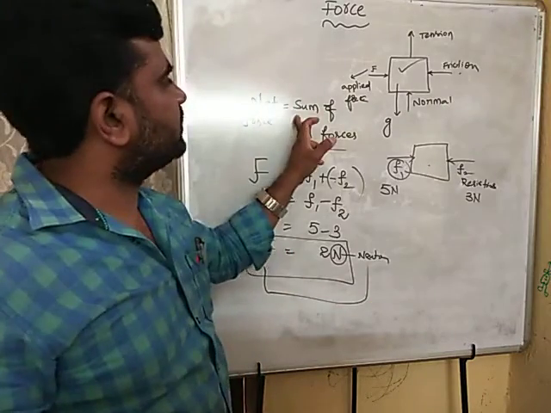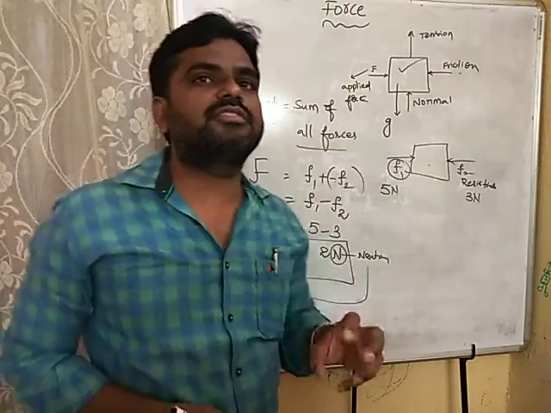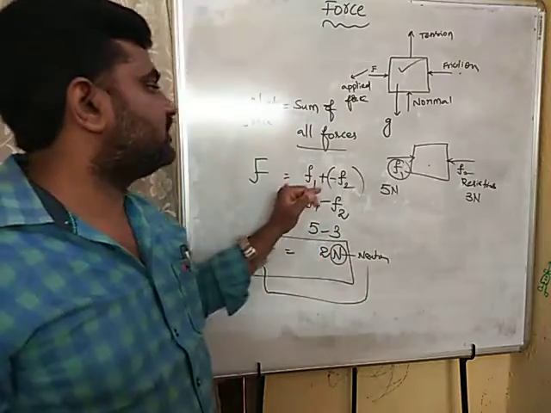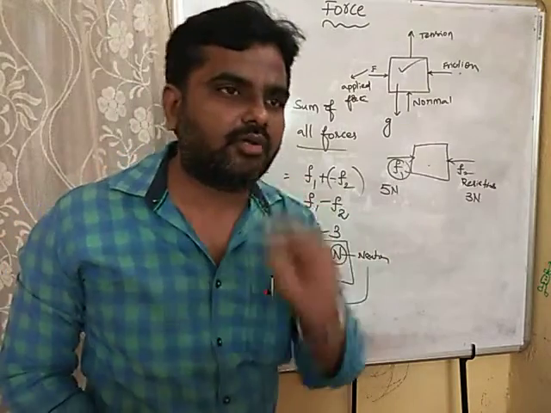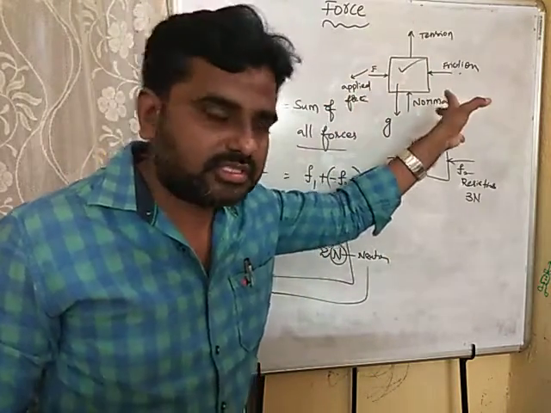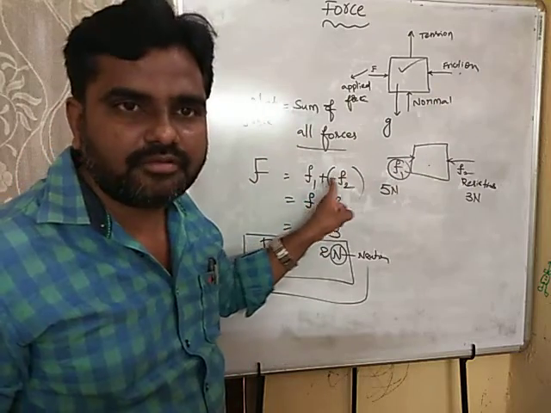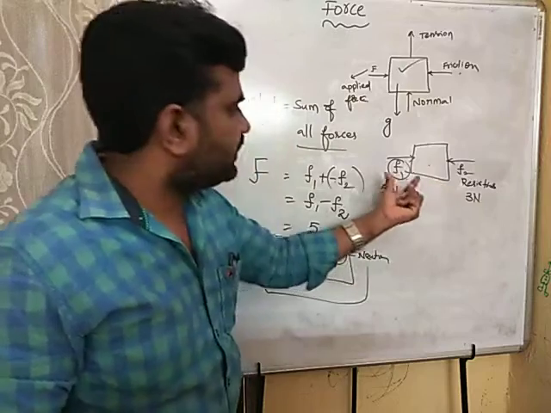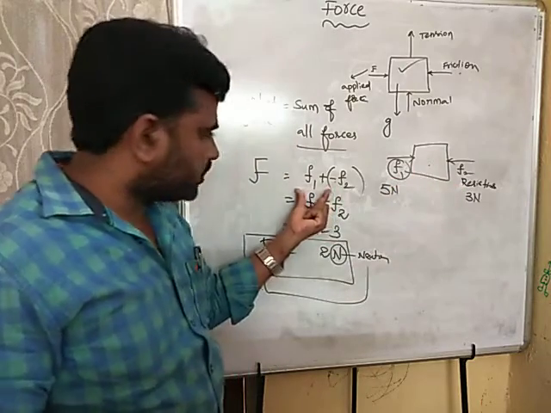So net force is nothing but the algebraic sum of all the forces which act on a body, and the formula is F equals F1 plus F2. You may get a doubt here. Sir, in this example there are four to five forces, but you have given the formula with F1 and F2 only. Why, sir? Because from the second example there are only two forces. That's why I took two forces.